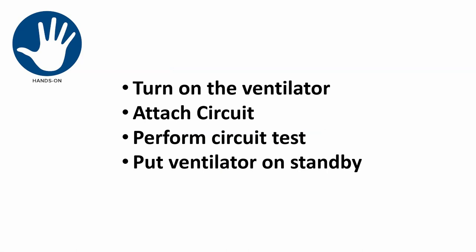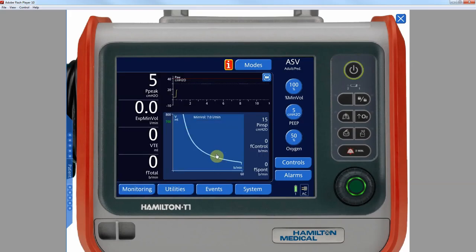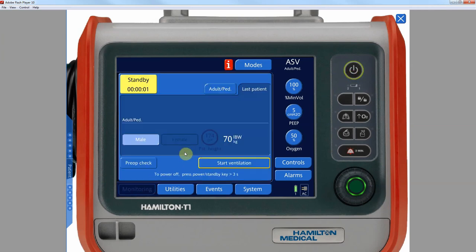To put the ventilator on standby, let's say you start ventilation here and we want to put it on standby. You hit the power button and hit activate standby, and that puts it on standby. You have to be in standby mode before you can turn the ventilator off. To turn the ventilator off, you put it on standby, and then you hold the power button for, I think, around 3 seconds. The ventilator seems complicated, but it's really not that complicated, especially towards the end.